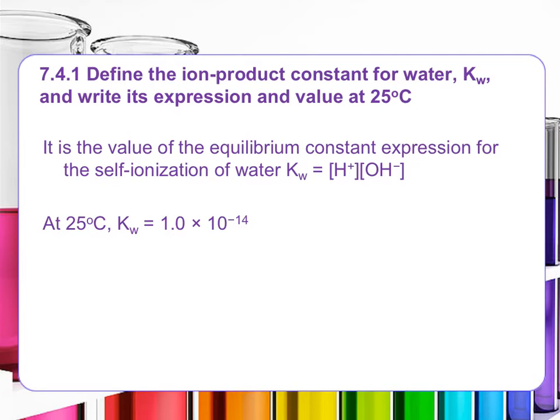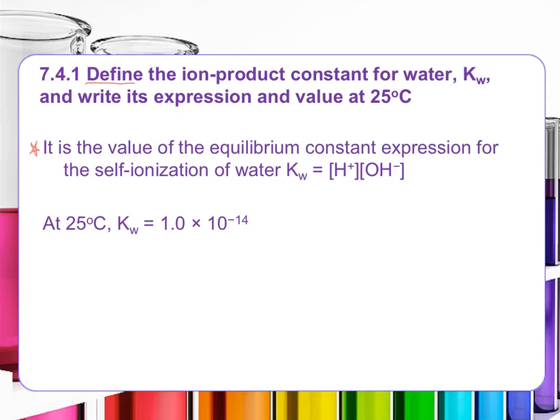The first objective is a definition, and it's defining what is the ion product constant for water. We need to know not just the sentence explaining it, but we need to write the expression, so the equation, and we need to know the value. So first of all, when we're looking at defining what the ion product constant is, this is the definition.